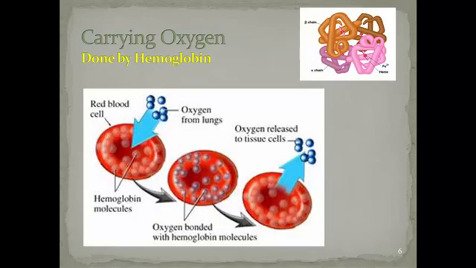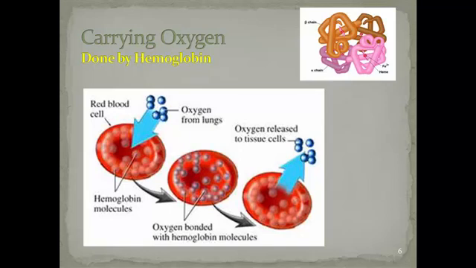Oxygen does not dissolve very well in the blood, so it's carried by a molecule called hemoglobin, which of course is inside the red blood cells. Remember, the function of a red blood cell is to carry oxygen. The bond between hemoglobin and oxygen is fairly weak. Oxygen unloads easily at the tissues.